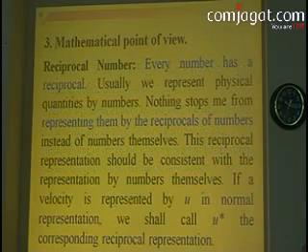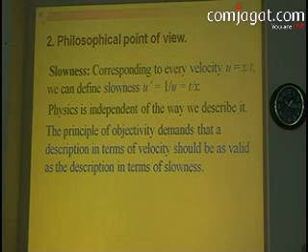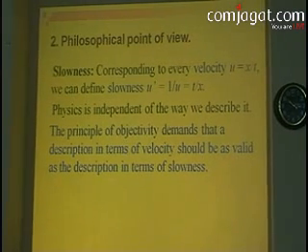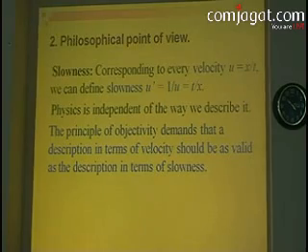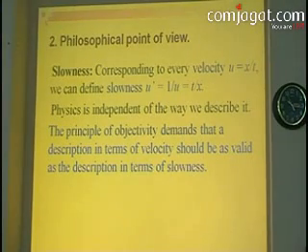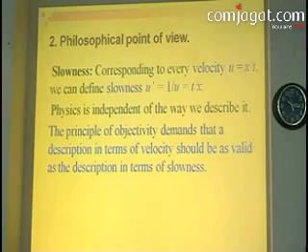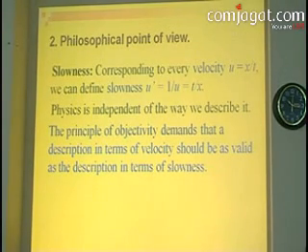Physics is independent of the way we describe. The principle of objectivity demands that the description in terms of velocity should be as valid as the description in terms of slowness. The objectivity of what we call nature is not changed by how we look at it. So the description in terms of speed is as good as the description in terms of slowness, or vice versa.